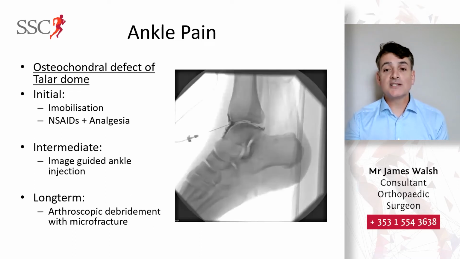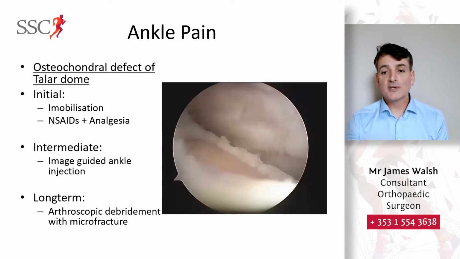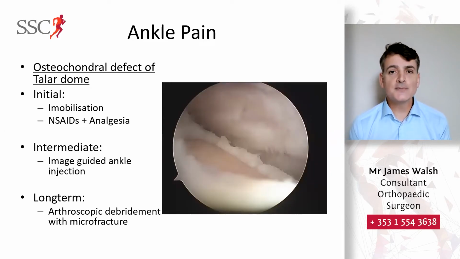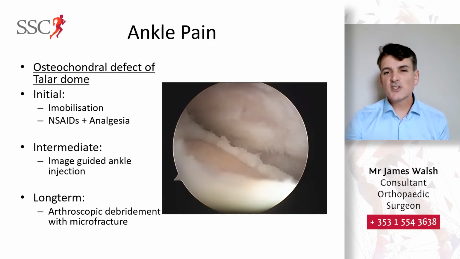And if those modalities don't work, then we can go in and have a look with the camera, and you can see here our tibia, normal talus, and you can see this little rim here, and that's an osteochondral defect. So when we resect this, we take away the cartilage, we actually put holes into the bone here, and that stimulates cartilage to regrow. Not quite as good as your original cartilage, of course, but it does settle down a very significant number of patients. These are quite tricky things to treat though.